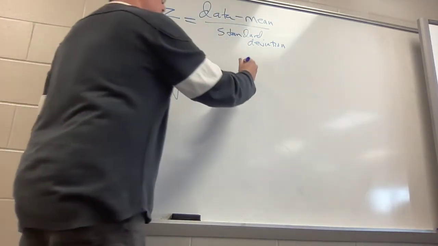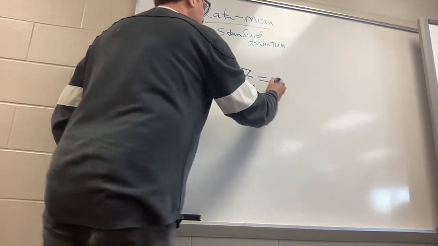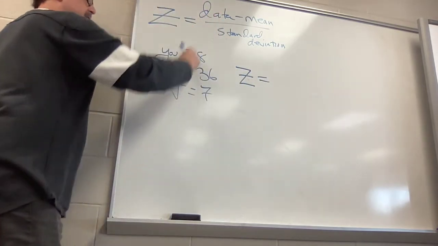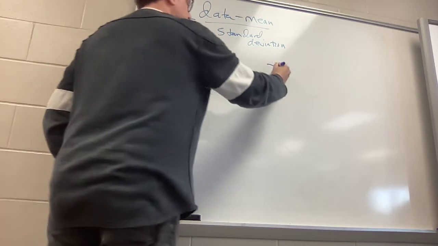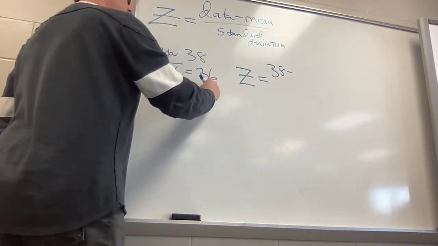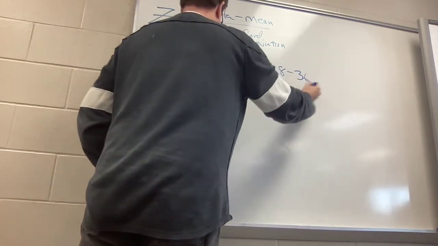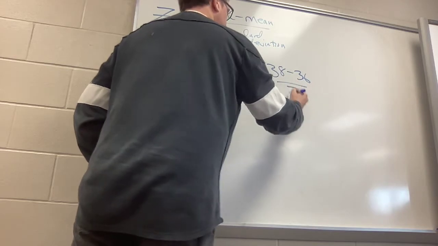Write the formula down. We don't have the z, so we keep it as a letter. Do we have the data? We do have the data. Minus the mean, which is 36, over the standard deviation, which is 7.